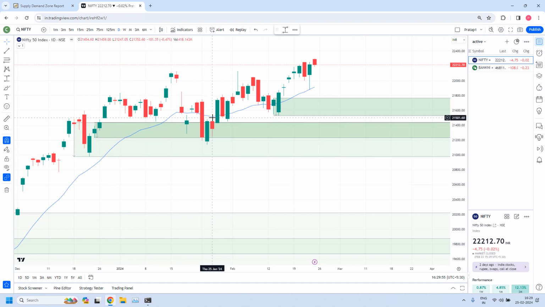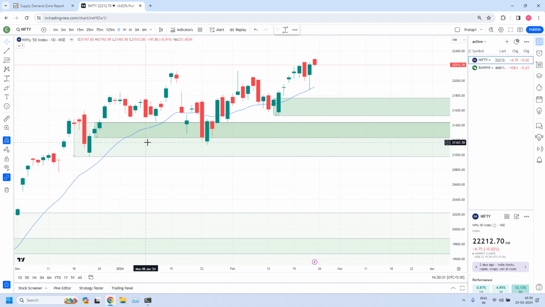If both zones are active zones, active means what? They are not pierced and they are not violated. They might have been tested. A test is okay. But if the zone is violated, then we cannot say that is an active zone. Mostly you have to remove that zone from the charts, violated zones or even pierced zones. But sometimes why are we drawing pierced zones? Using pierced zones, we can identify bull traps and bear traps. That's why we are keeping pierced zones in our list.